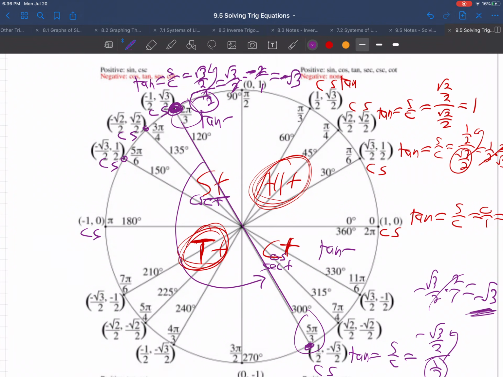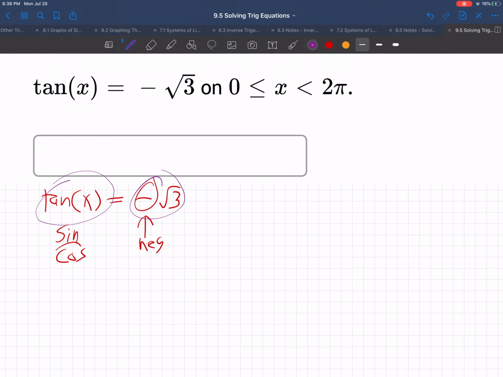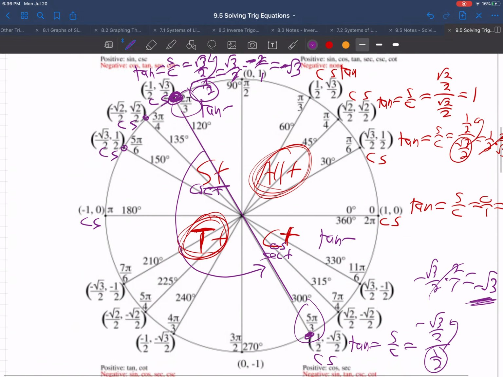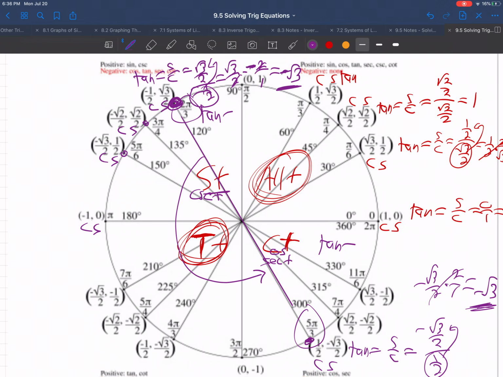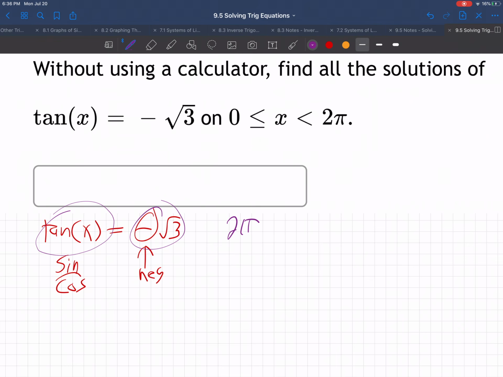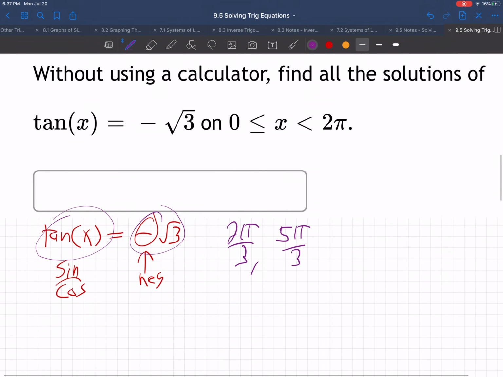So don't confuse this with the inverse trig functions. Notice this is regular tangent. This is not tangent inverse. So you don't have to worry about the limiting to two quadrants thing. We don't do that. We take it anywhere it comes. So tangent is negative root 3 at 2 pi over 3 and at 5 pi over 3. We take both those answers, 2 pi over 3, comma, 5 pi over 3. They're both valid answers. So we find the two spots from the unit circle for tangent.